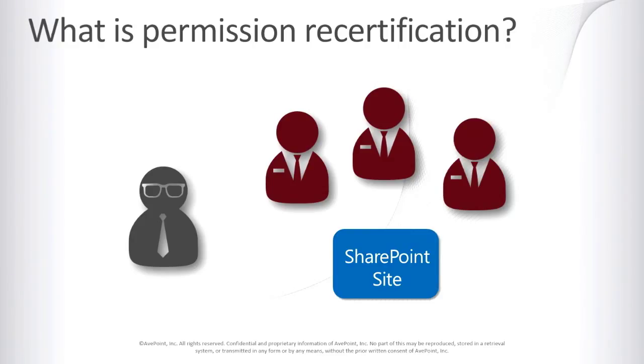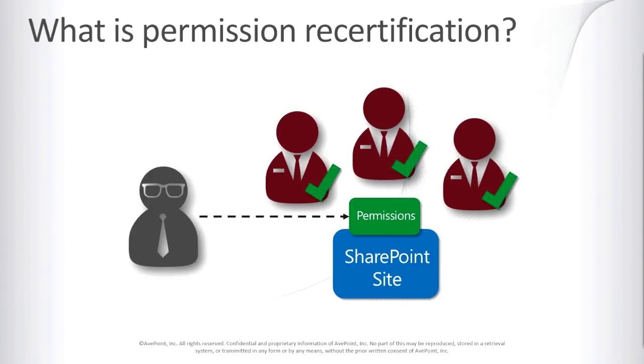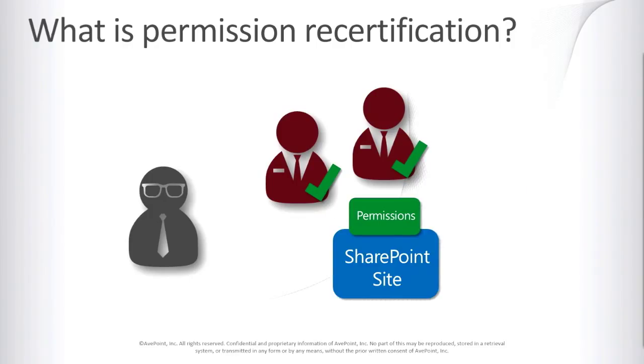So here's a little example here. So we have our IT admin over here. We have a SharePoint site and our permissions. So what we're going to do on a regular basis is go around and check and make sure that all of these people still need access to this. And then if they don't, we'll remove them.